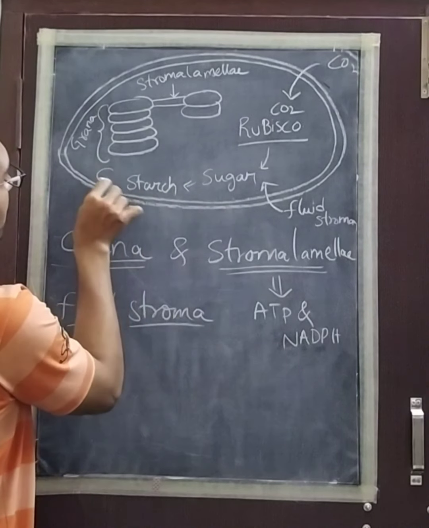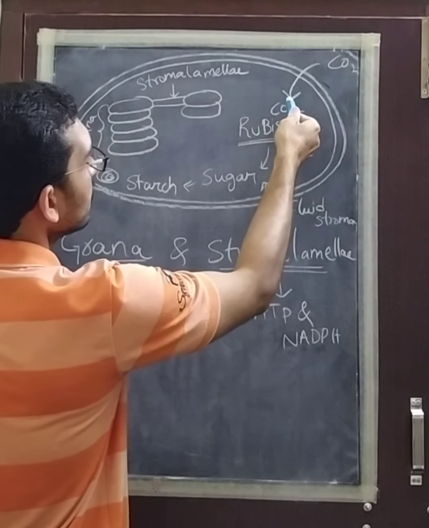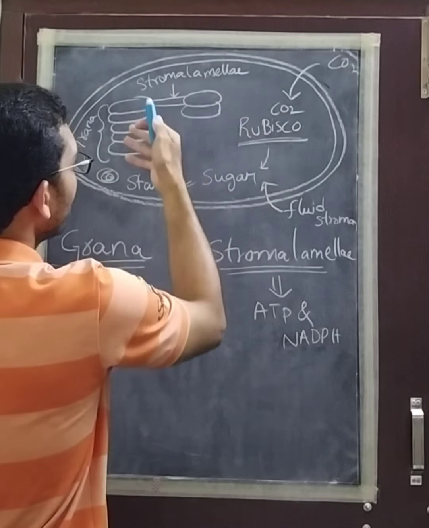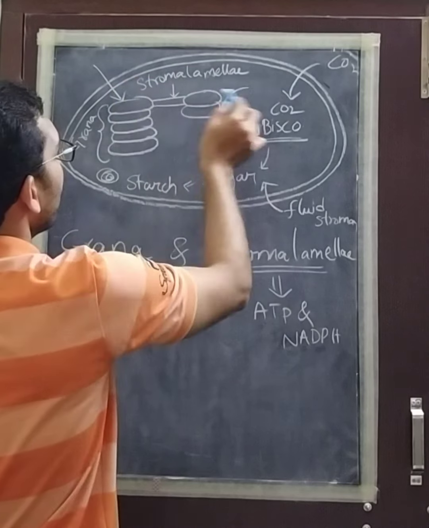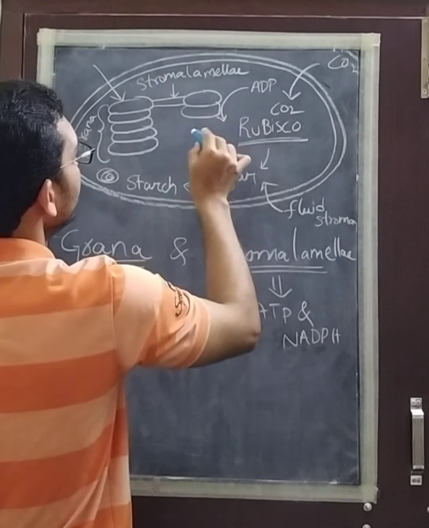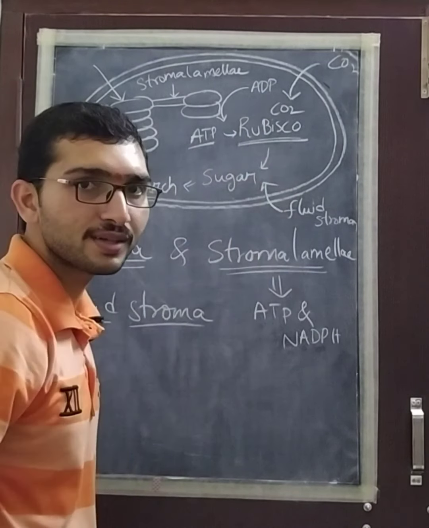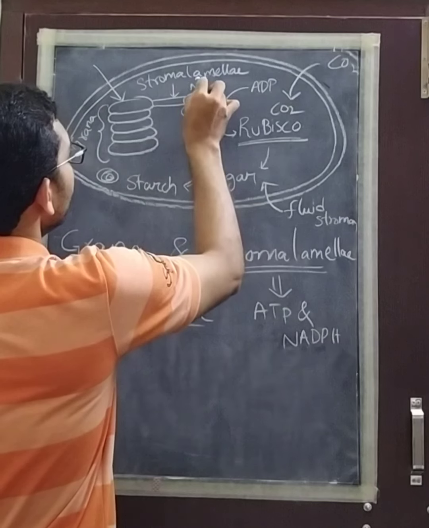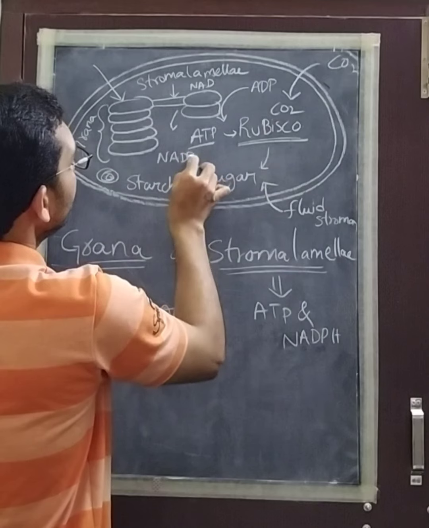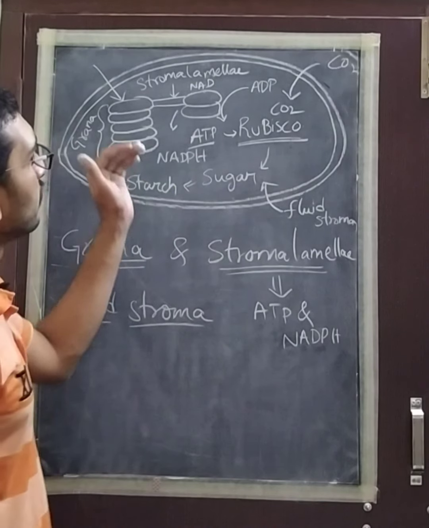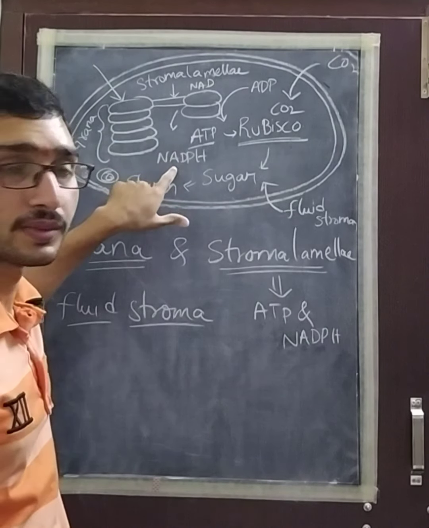So inside the chloroplast we have starch, we have enzymes to fix carbon dioxide, and we have membrane bound structures which can trap the light and convert ADP into ATP. This ATP will be utilized by these enzymes, and NADP is converted into NADPH. So the light driven reactions are making ATP and NADPH.